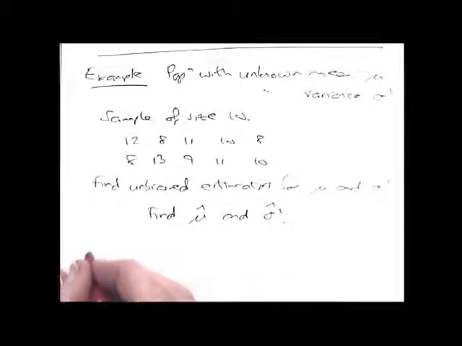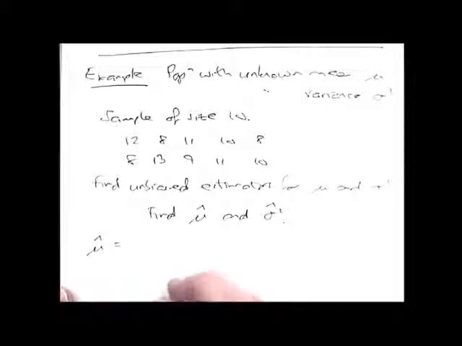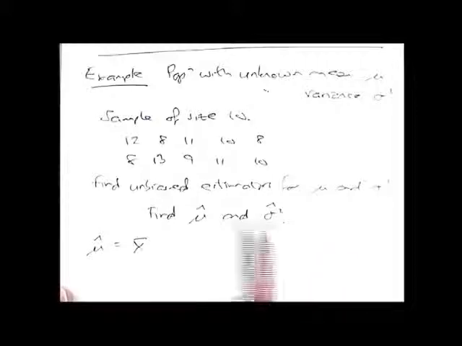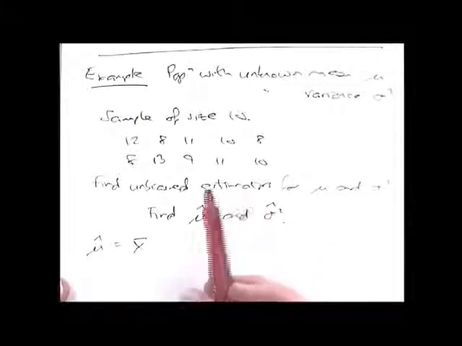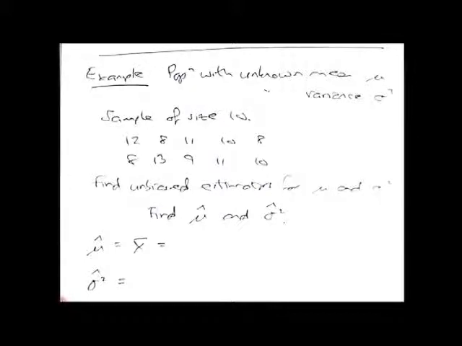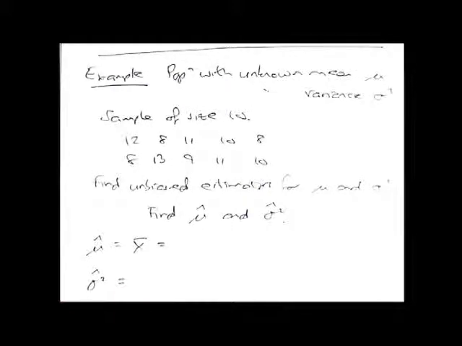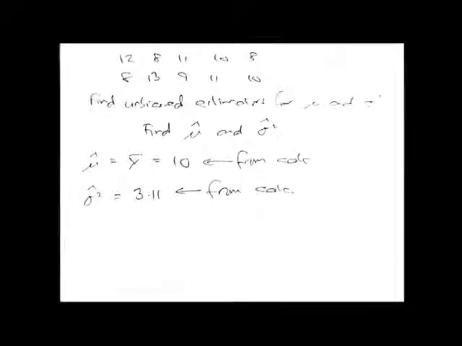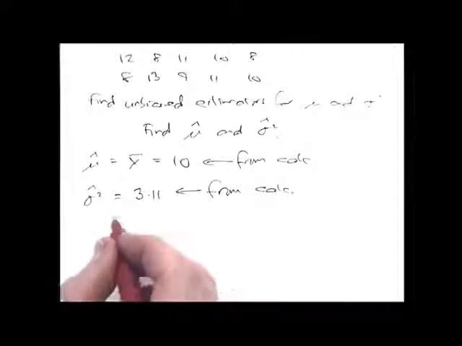So I know you're furiously scribbling, but mu hat, what did we say mu hat was equal to earlier on? X bar, which is the sample mean. So if you put those numbers into your calculator and ask for the sample mean, you will get that. And for the unbiased estimate of the variance, you should now know how to get that from your calculator as well. So it's just a case now of coming up with those answers from the calculator, and then we'll also show you in a minute how to do the sigma squared hat one the old-fashioned longhand way. So if you can get those out of calculators, fine. If you can't, let's go back and do this the old way a minute.